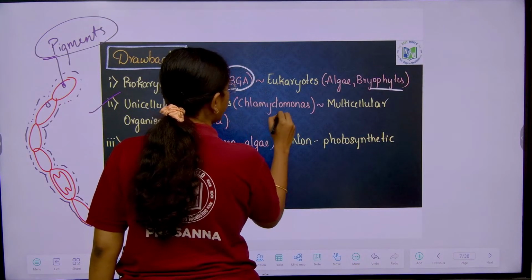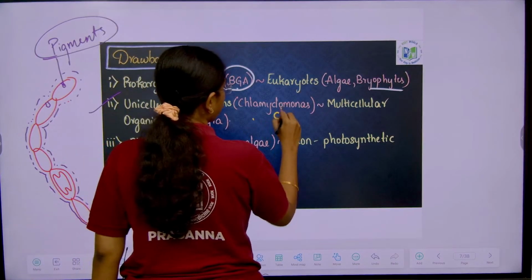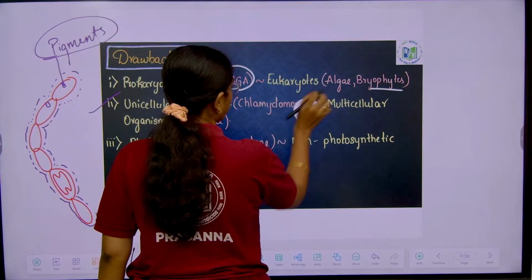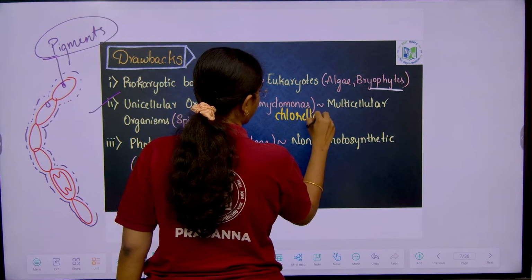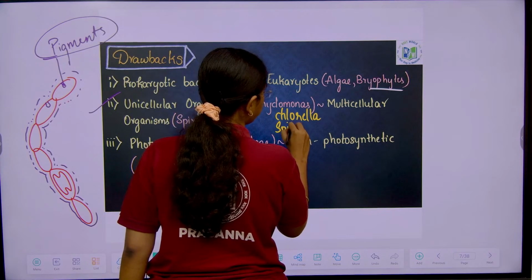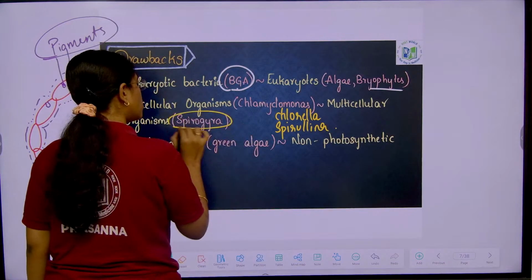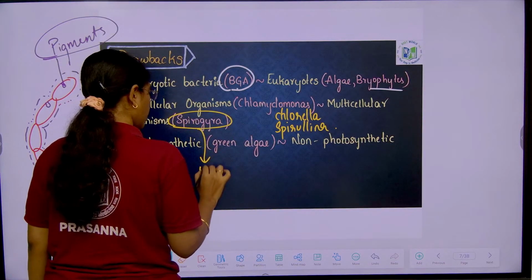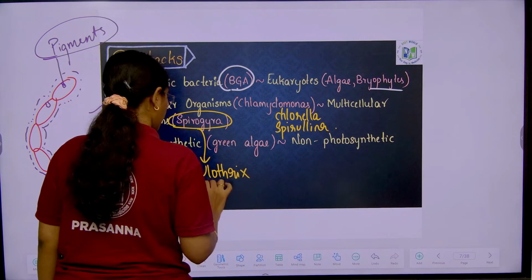Chlamydomonas, along with that you can also take Chlorella, Spirulina, and along with this you can also take Ulothrix and Spirogyra.